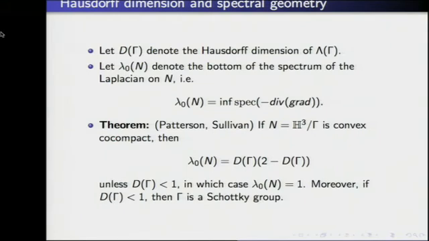Patterson and Sullivan proved that if you're convex co-compact, there's this beautiful relationship that the bottom of the spectrum of the Laplacian is exactly the Hausdorff dimension times 2 minus the Hausdorff dimension, unless the Hausdorff dimension is too small. It's less than 1, and if it's less than 1, it's just a Schottky group, which is that picture I drew with here's a circle, here's a circle, here's a circle, boom, boom. And maybe you have to have quasi-circles instead of circles.